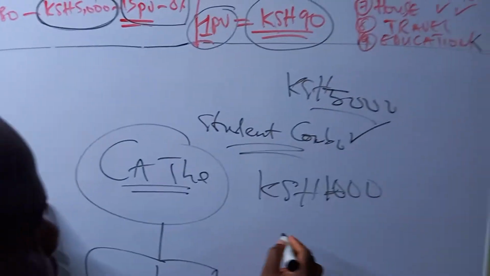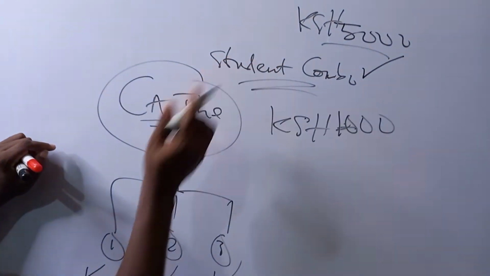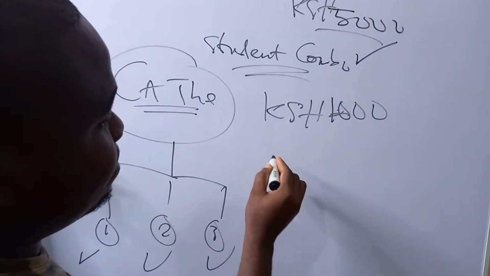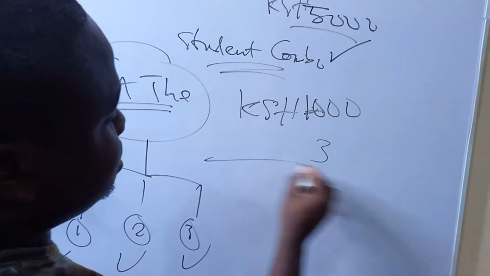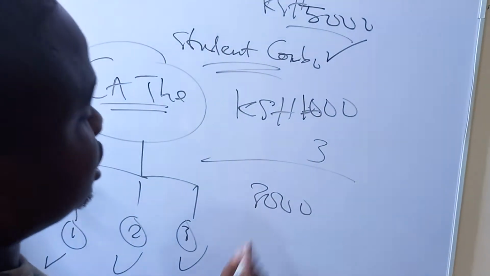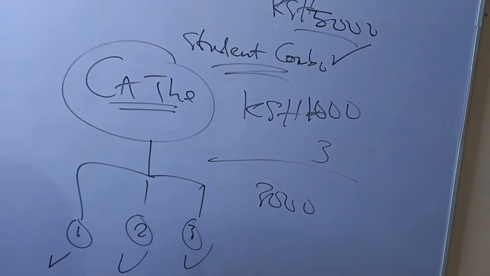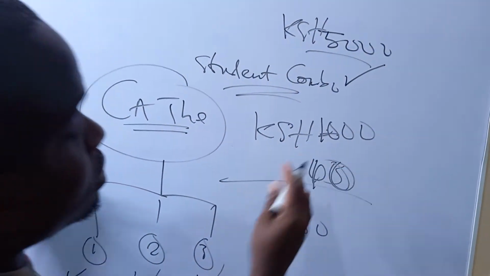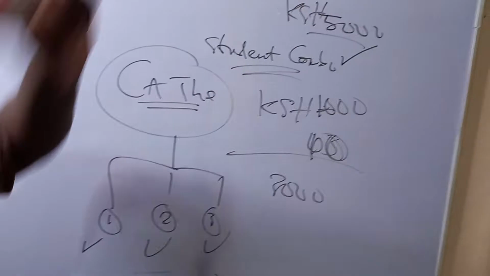So imagine if these three guys all did the student combo, next week, Wednesday or Thursday, Madam Cat should have earned 3,000 Kenyan shillings directly to her bank account. If there were 10 persons, you can do the maths. If there were 40 persons, you can do the maths. So that is number one, the fast start.